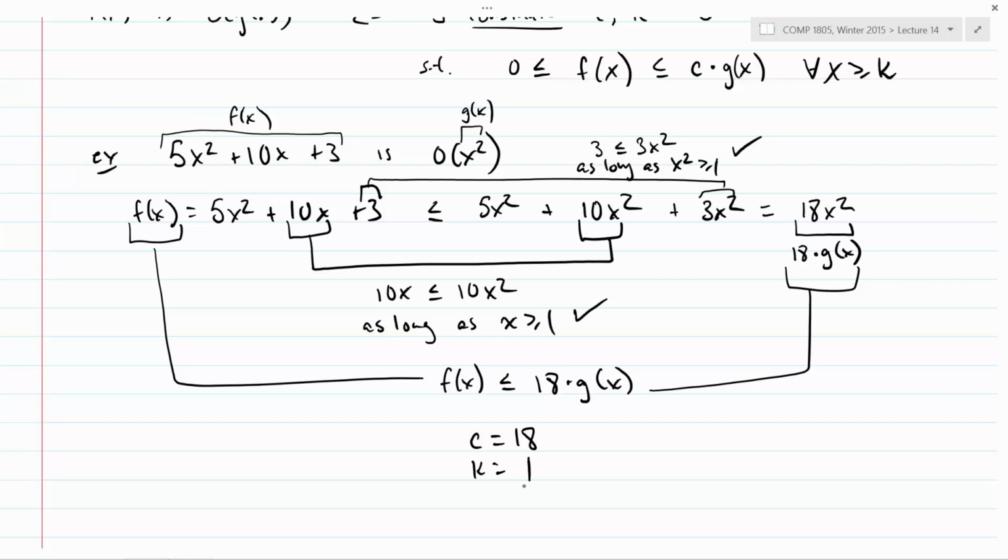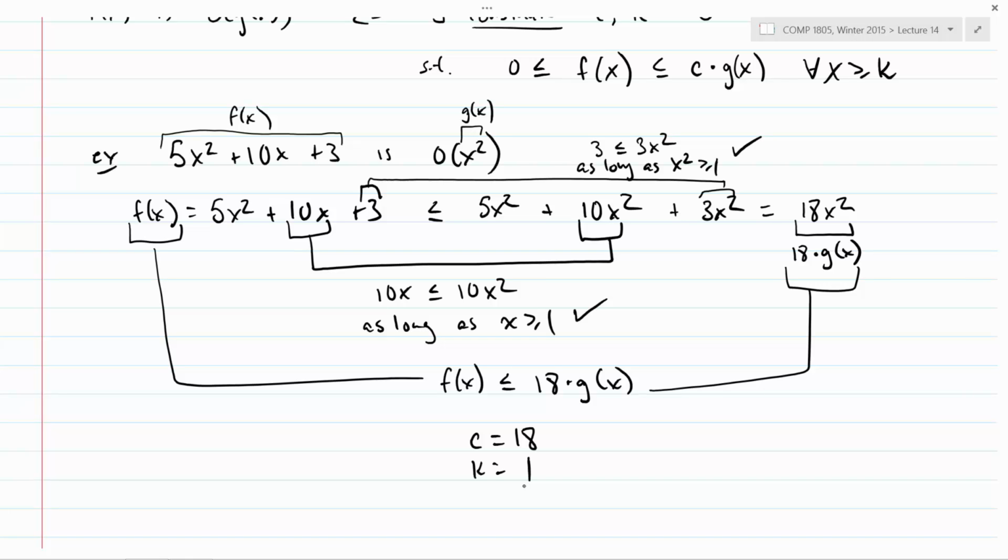How would you disprove one? We'll see an example of that soon. Basically, you try to do this derivation, and at some point, you can do a proof by contradiction. Assume that it is big O, and you'll get a special kind of contradiction that we'll talk about.